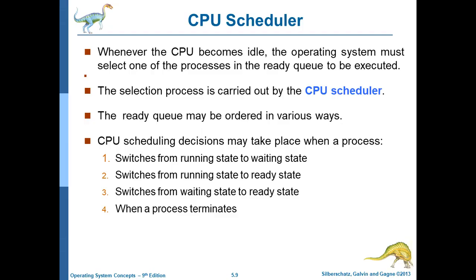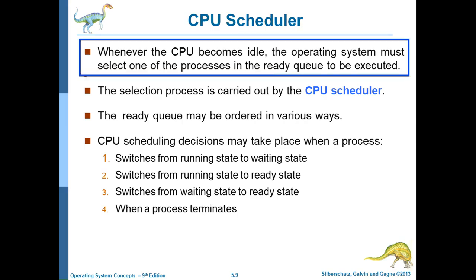In this part of lecture, we will focus on a crucial component of process management, the CPU scheduler. The CPU scheduler is responsible for deciding which process gets to use the CPU next. The operating system is responsible for making sure that the CPU is always busy when it is not idle. It does this by selecting a process from the ready queue to run next.